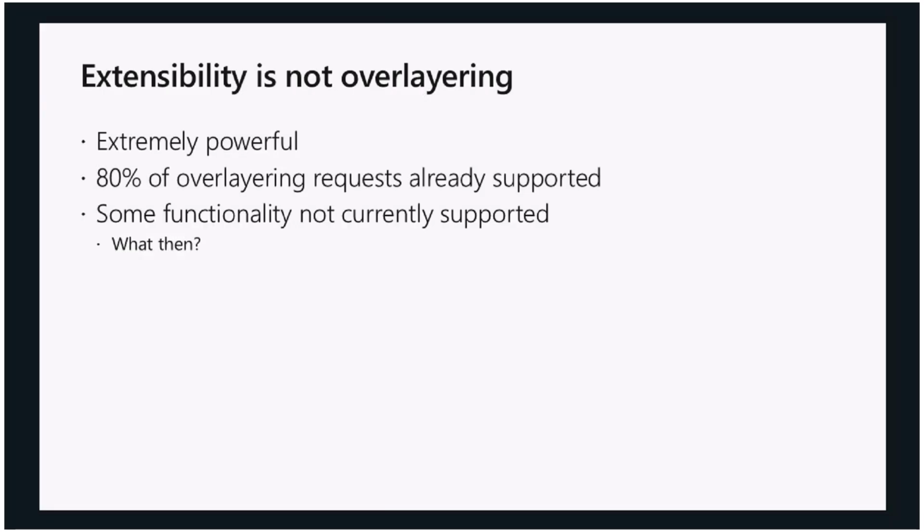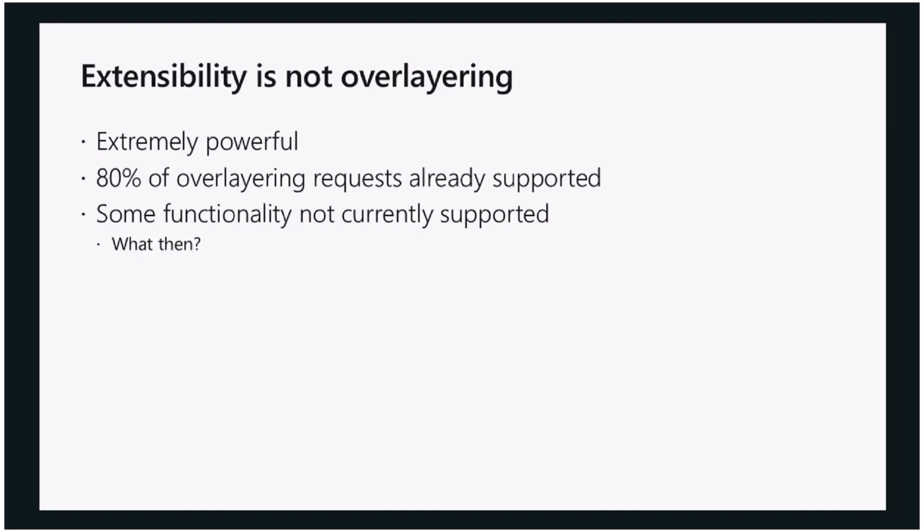Okay. So given all of that, and given all of the techniques we've talked about so far, it is still possible that there are areas in the application that don't support what you need. So extensibility, all the features that we're talking about, is not as capable as overlayering, right? So even with the powerful chain of command feature, we see probably 80% of overlayering requests. We can already support those. And it's a very powerful technique, it's a very powerful language. However, there are features that are not currently possible.